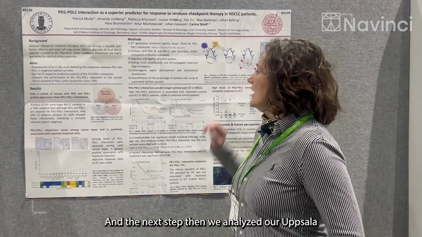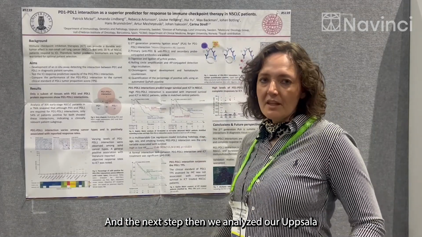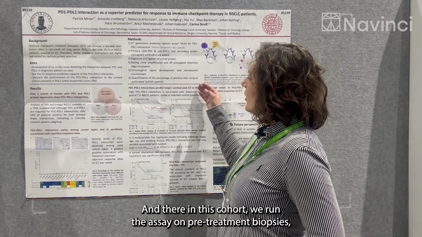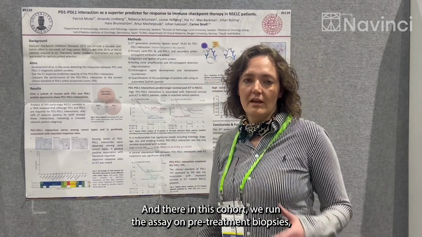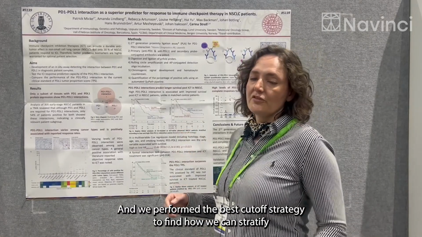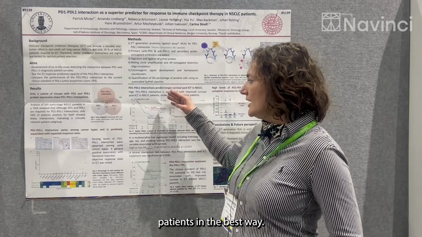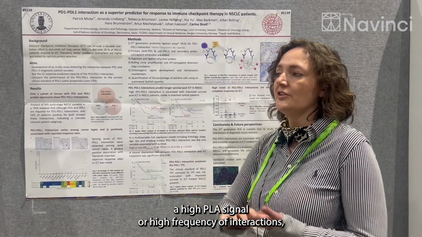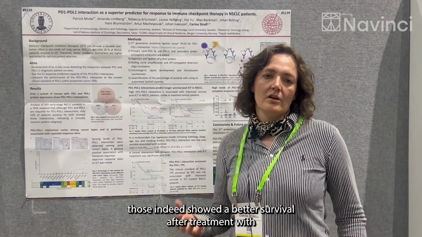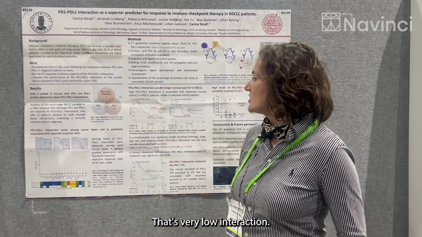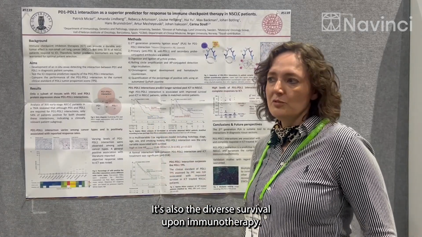In the next step, we analyzed our Uppsala immunotherapy treated non-small cell lung cancer patient cohort. In this cohort, we ran the assay on pre-treatment biopsies, also again FFPE material. We performed the best cutoff strategy to find how we can stratify patients in the best way. We saw that those patients that have a high PLA signal, so high frequency of interactions, indeed showed a better survival after treatment with PD-1 or PD-L1 inhibiting immunotherapy. As compared here, those patients with very low interaction showed a worse survival upon immunotherapy.